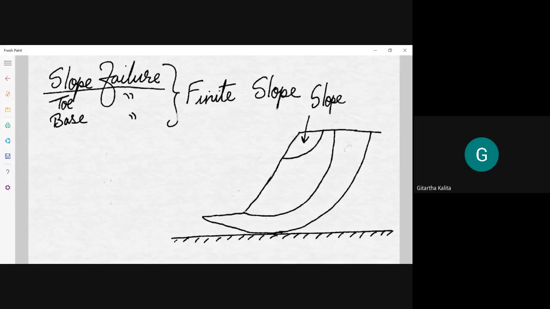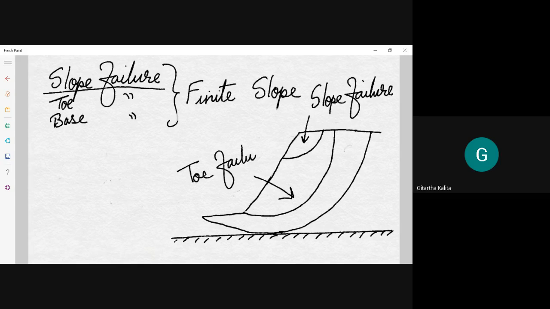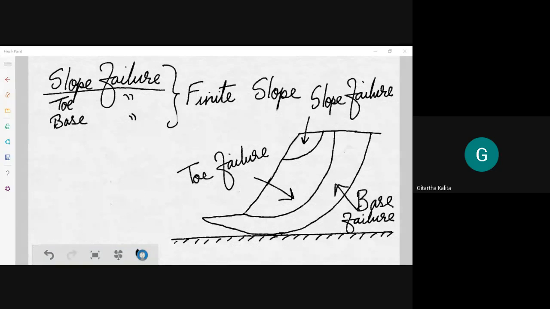Slope failure, then this toe failure, and this one base failure. So these are the types of failure that happen in a slope. Please draw it.